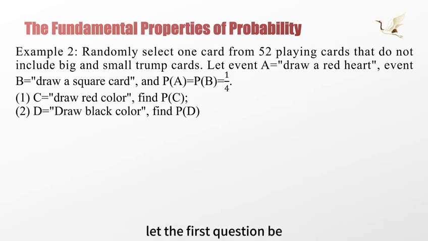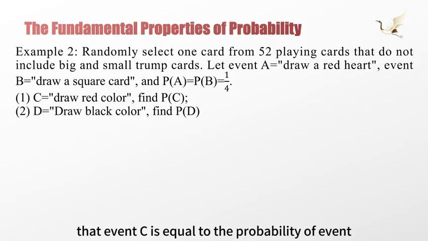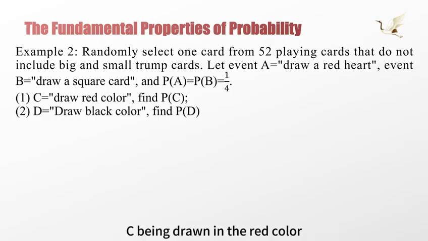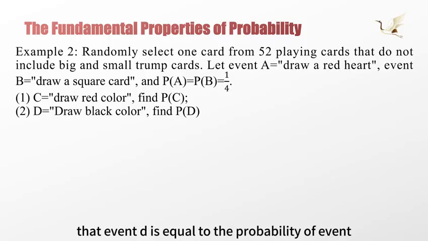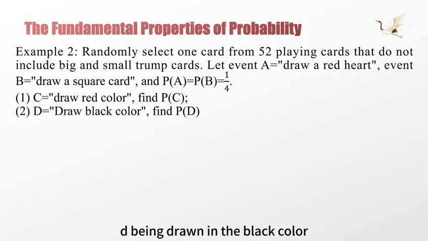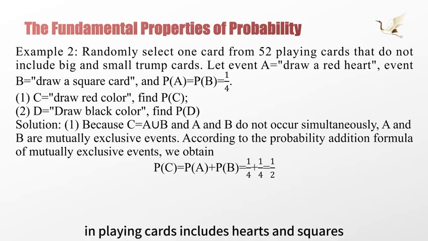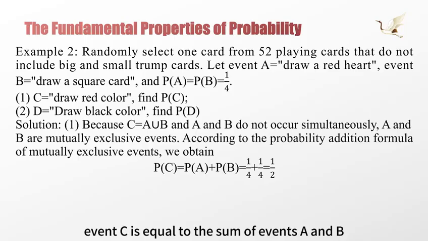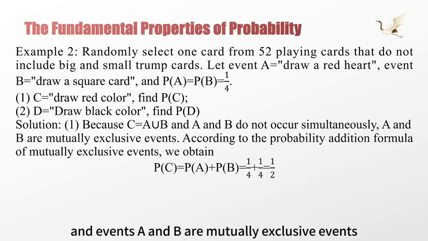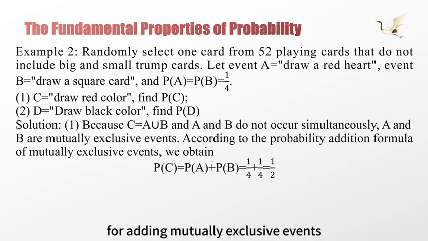So let the first question be that event C is the event of a card being drawn in the red color, and let the second question be that event D is the event of a card being drawn in the black color. Because the red color in playing cards includes hearts and diamonds, event C is equal to the sum of events A and B, and events A and B are mutually exclusive events. According to the formula for adding mutually exclusive events, the probability of event C is equal to 1/2.